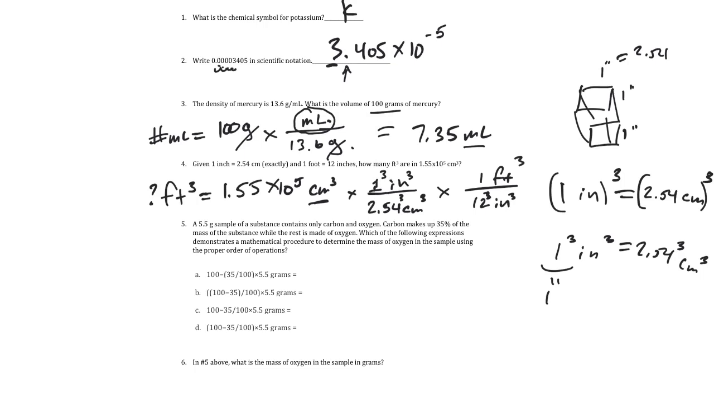And then divide by 12 raised to the power of 3. So that works out to be 5.47 cubic feet. Running out of space here. But 5.47 cubic feet are in 1.55 times 10 to the 5 cubic centimeters.